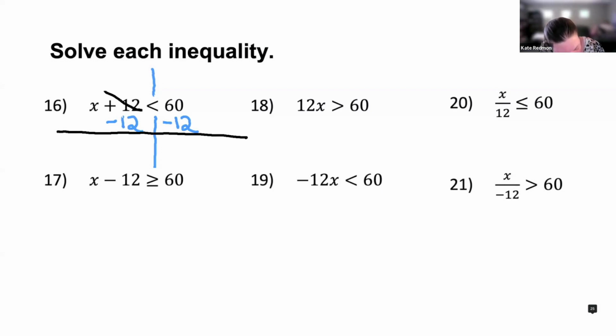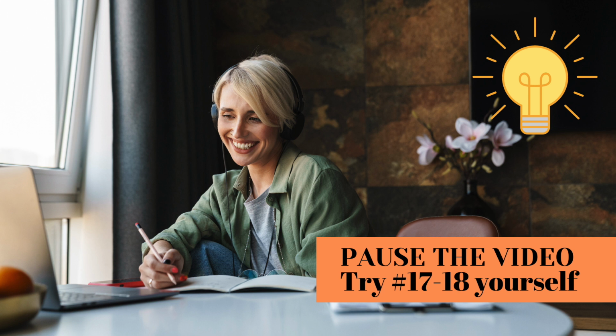So adding and subtracting cancel. X is alone just like I wanted. Like I said, subtraction did not affect the inequality symbol, so I'll still have a less than, and 60 minus 12 is 48. So what would X have to be to make the original inequality true? Well, X would have to be anything less than 48. Done. All right, I did 16. I'd like you to try 17 and 18. Join me back to check your work and do 19 together because it's got a little trick.